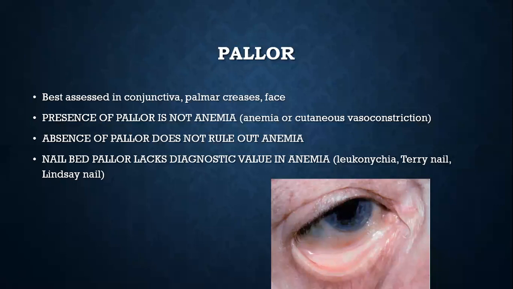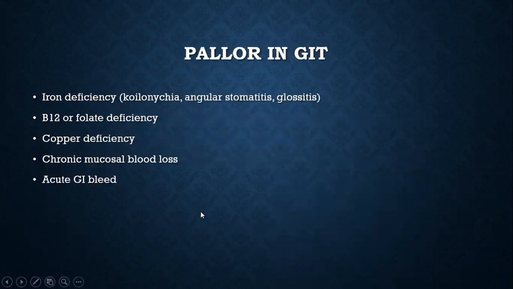We commonly look for nail bed pallor, but McLeod mentions nail bed pallor lacks diagnostic value in anemia because there are many other conditions which can cause a white nail rather than pallor, like Terry's nail, leukonychia, Lindsay's nail, etc., which I'll mention again. So the best place to look for pallor will be the conjunctiva, palmar crease and face. So you can see the picture here. The anterior rim of the lower eyelid is looked at for pallor.